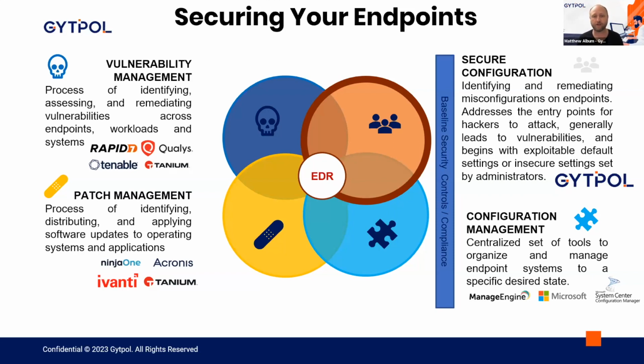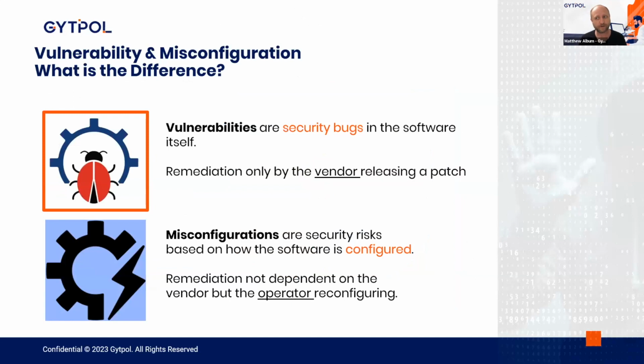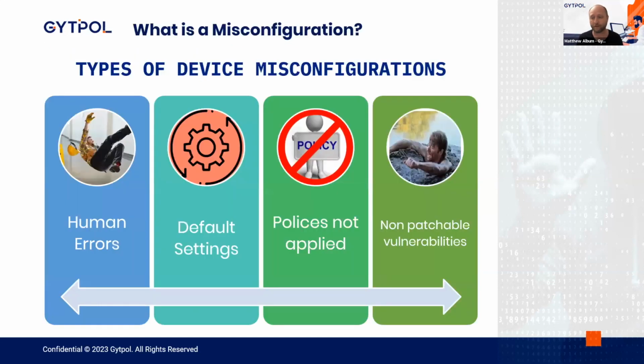So what is the difference between a vulnerability and a misconfiguration? Vulnerabilities are about known software bugs in software components that cause a security risk. And the vendor will need to provide a fix or a patch in order for you to remove that risk. But when it comes to misconfigurations, it's the operator that actually needs to make the change in order to be secure, whereas it's not dependent on getting anything from the vendor.